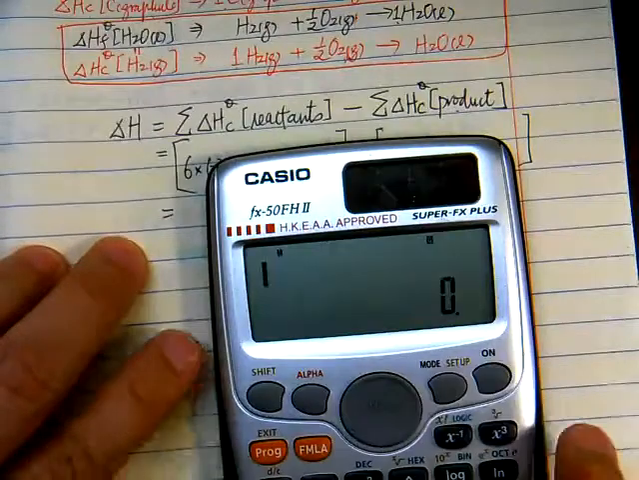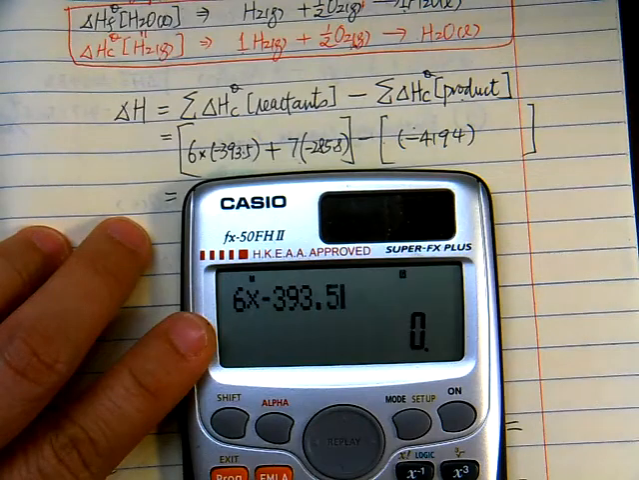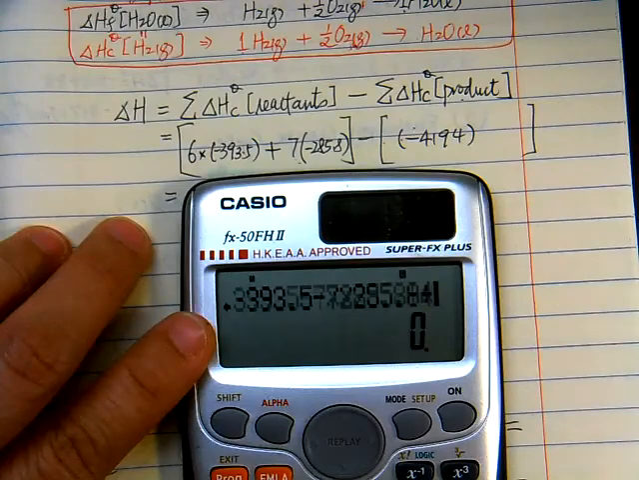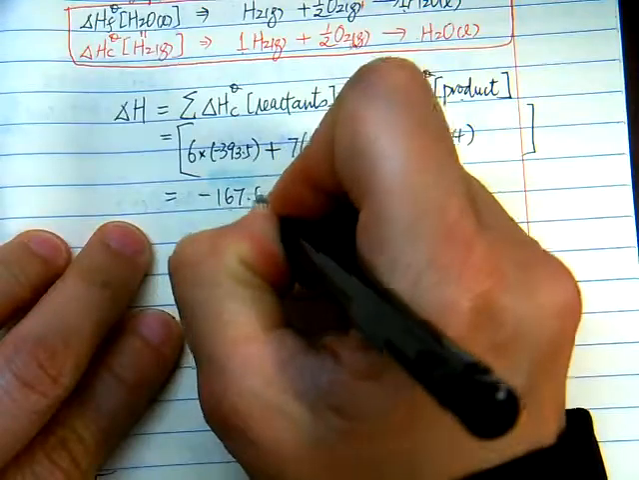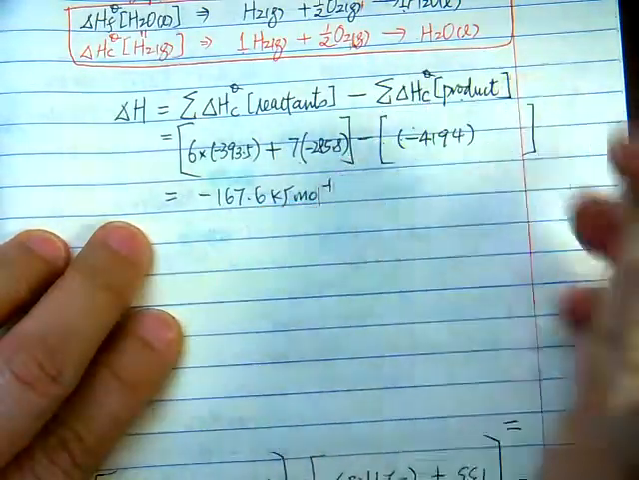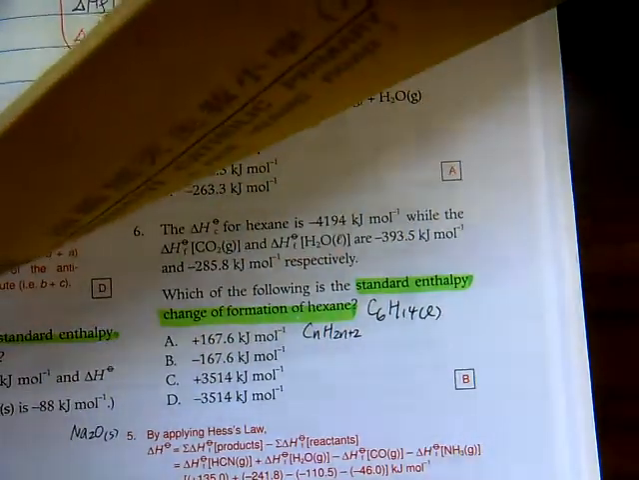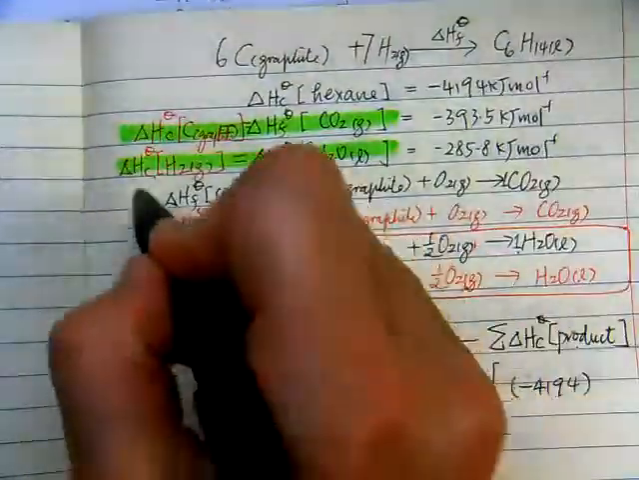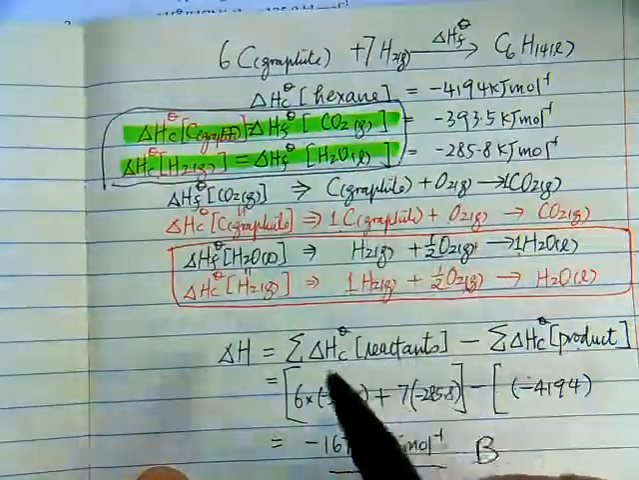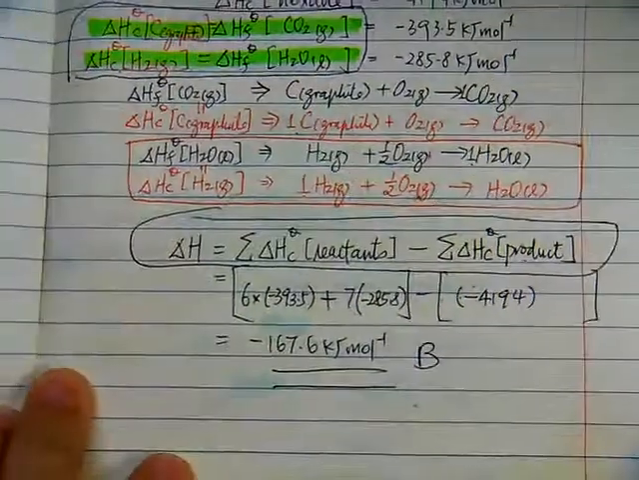Lastly, the answer, kilojoule per mole. So the answer is B. Do you understand? So please bear in mind these two terms. Moreover, bear in mind this equation. Okay, try your best.